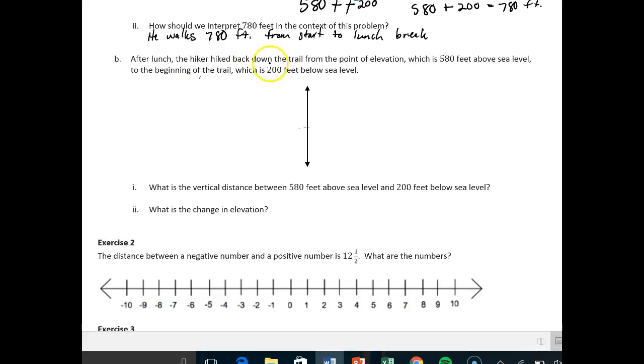Now, after lunch, the hiker hiked back down the trail from the point of elevation, which is 580 feet above sea level, to the beginning of the trail, which is 200 feet below sea level. So again, we've got our mountain here, and this is sea level, right? So this is 0. And the start of his trip is down here, the start at negative 200. So we'll say he ate lunch, which was up here at 580. So he walks all the way from 580 down to negative 200.